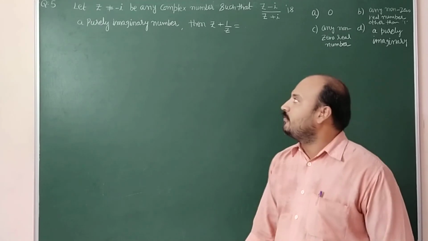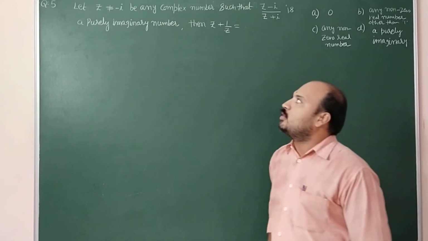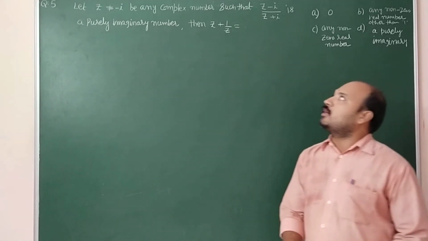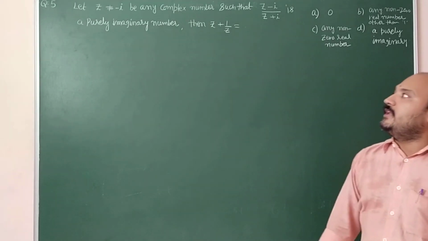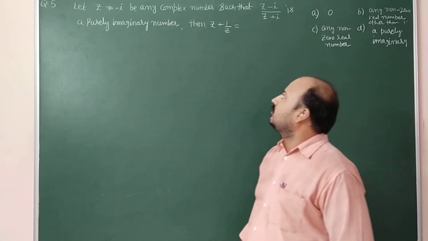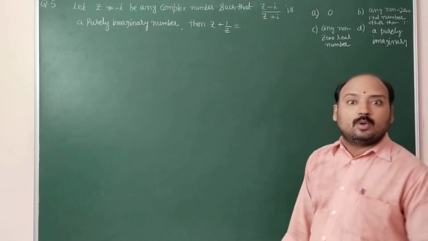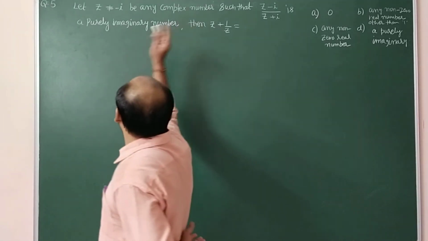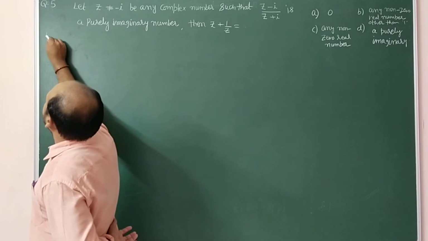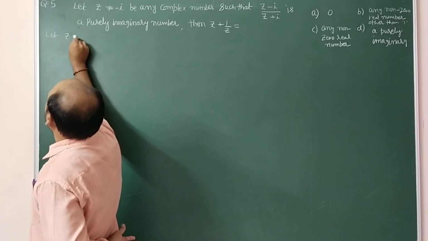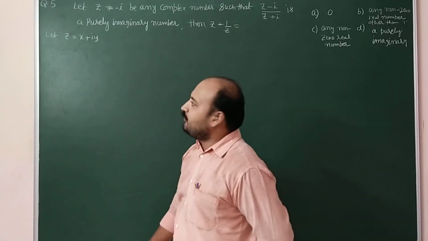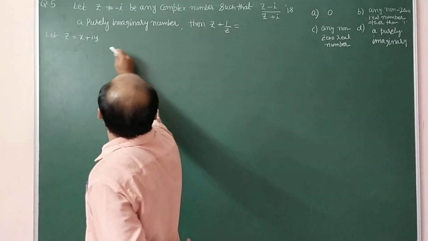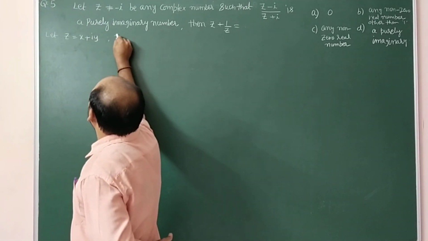The next question. Let z, not equal to minus i, be any complex number such that (z minus i) by (z plus i) is a purely imaginary number, then z plus 1 by z equals what? So first, z minus i by z plus i. Let's consider z is equal to x plus iy. Anyway, it is not equal to minus i. And calculate the values of z minus i and z plus i.